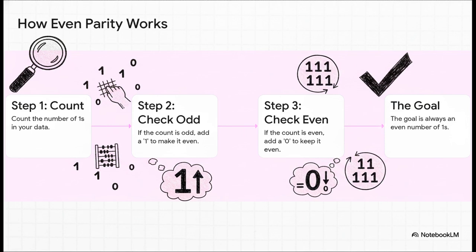Okay, parity. Easiest way to think about this. It's like a quick spell check for your data. We're looking at even parity here, and the rule is dead simple. The total number of ones has to be, well, even. So you just count up the ones. Is the count odd? Stick a 1 on the end to make it even. Is the count already even? Great, just add a 0 to keep it that way. That's literally the entire trick.